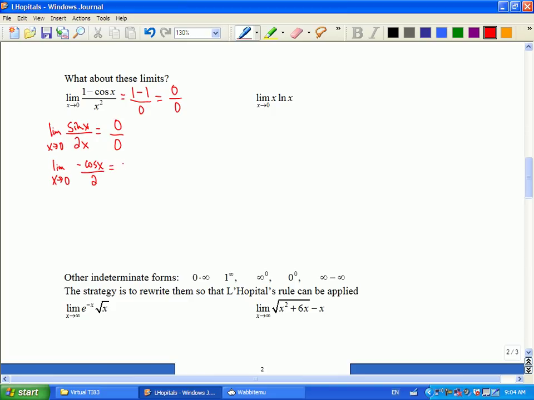And cosine, that'll be a 1. So this is negative 1 over 2. So I can just use the direct substitution. That limit would be negative a half.